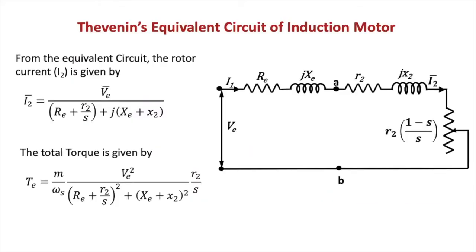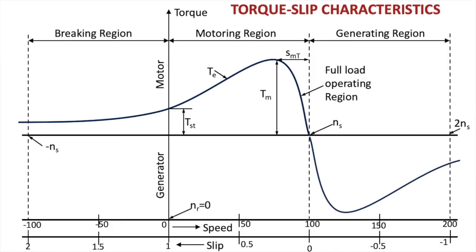Now, this we have already studied in the last lecture, that is the Thevenin's equivalent circuit of the induction motor. What is the rotor current? That is given by the Thevenin's equivalent circuit as V divided by Re plus R2/S plus j(Xe plus X2), and the total torque was given as T is equal to M by omega S, where M is the number of phases, omega S is the synchronous speed in radians per second. Current I2 squared will be given by VE whole square divided by (Re plus R2/S) whole square plus (Xe plus X2) whole square, into R2/S. So this is the equivalent circuit we have already discussed in the last lecture.